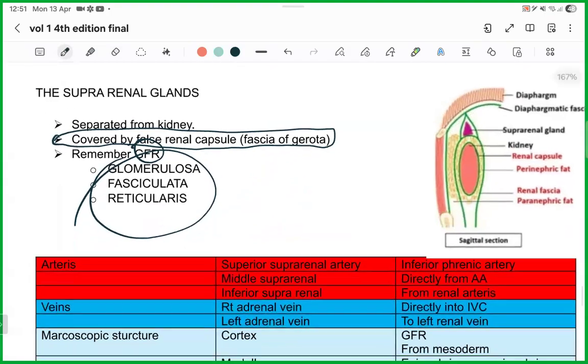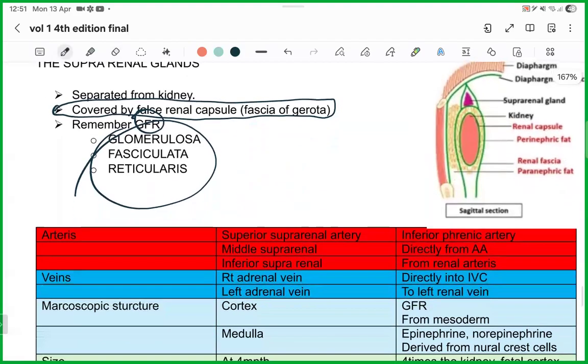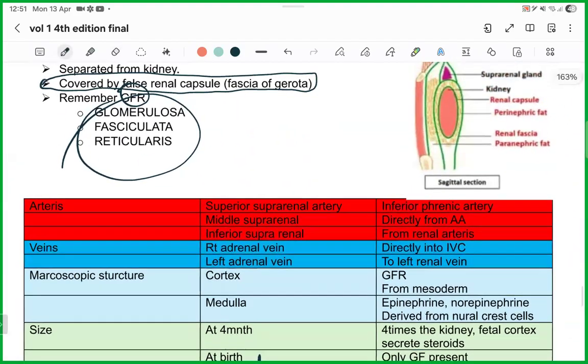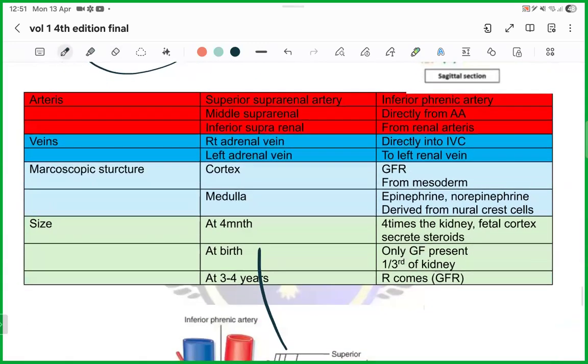Zona glomerulosa, zona fasciculata, zona reticularis. Not important. Give a reading, because you already know these are physiology questions. They ask you from there. Other than that, here they don't ask anything.